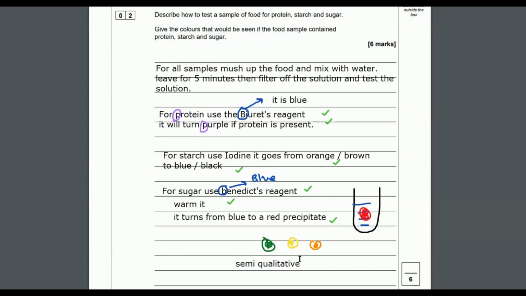So it's semi-quantitative, is better to say it, because it gives you an idea of how much sugar is present. Anywho, that's going to get you all the marks.